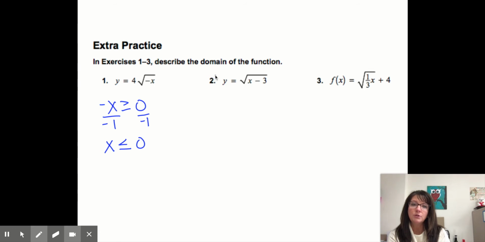So go ahead and do number 2 right here. Go ahead and work this out and let me know what you think the domain of the function is.